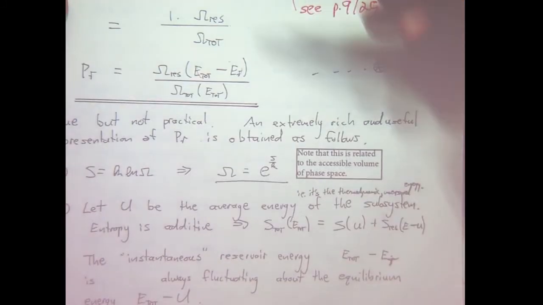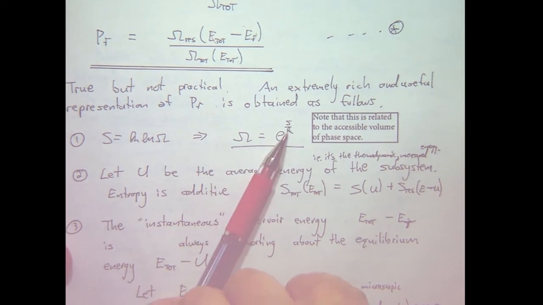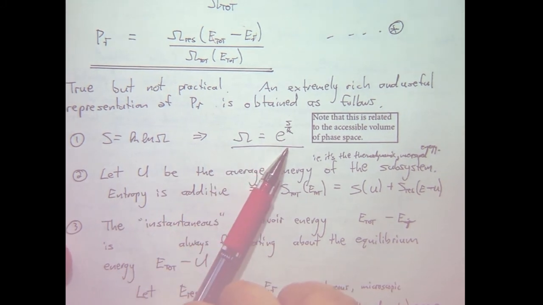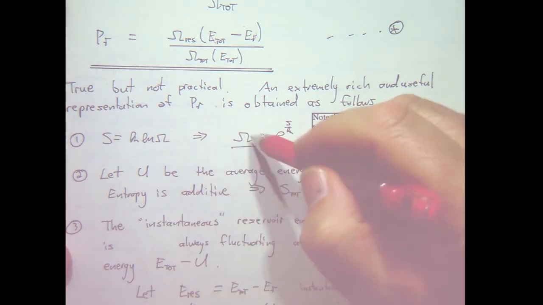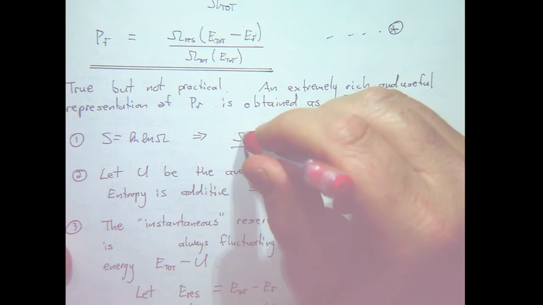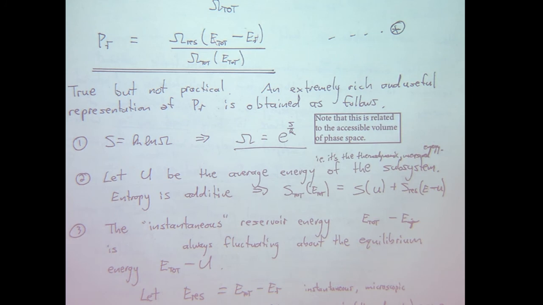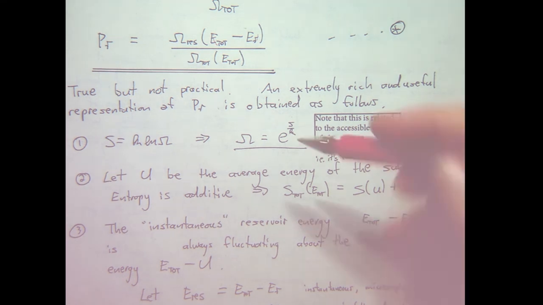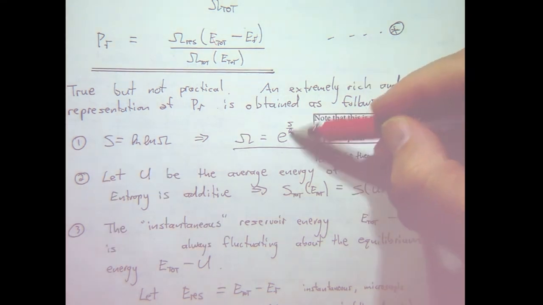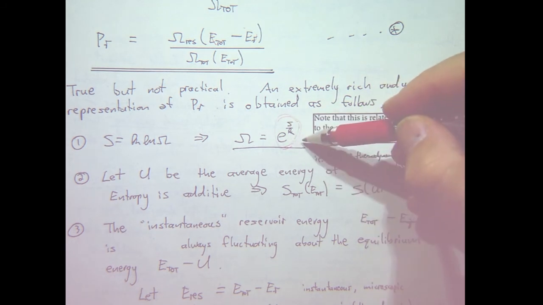Okay. So, now since S equals K ln omega, omega equals e to the S on K. But you know, omega is counting the number of accessible states, and it does have something to do with the phase-space volume accessible. It's not exactly the same, but it's got something to do with it, right? It's a measure. So the entropy here, e to the S on K, is related to a phase-space volume.